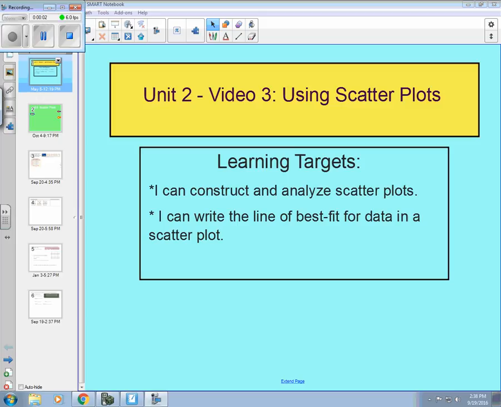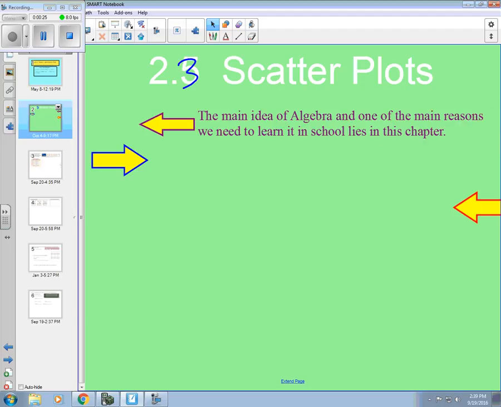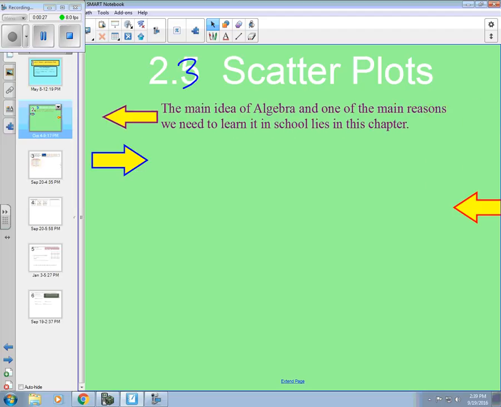We're going to keep going with linear equations here today, and we're going to be using them to look at scatter plots. We want you to be able to construct and analyze a scatter plot and also be able to find the line of best fit for the data in a scatter plot, also known as a regression line. So in this part here, in section 2.3, we are going to pull together some of the stuff.